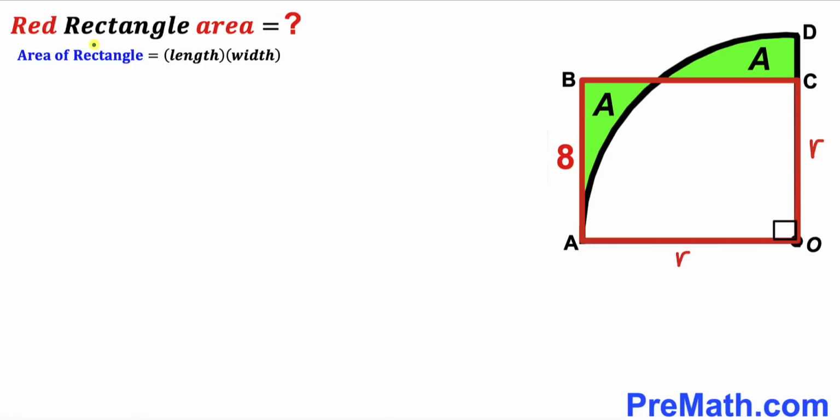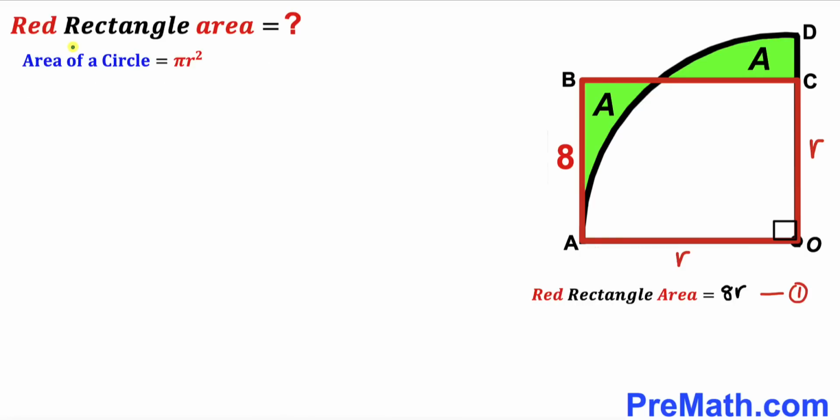Now let's recall the area of a rectangle formula: area equals length times width. For our red rectangle, the length is lowercase r and the width is 8 units. Therefore, the area of this red rectangle is going to be 8 times lowercase r. I'm going to label this as equation number 1.